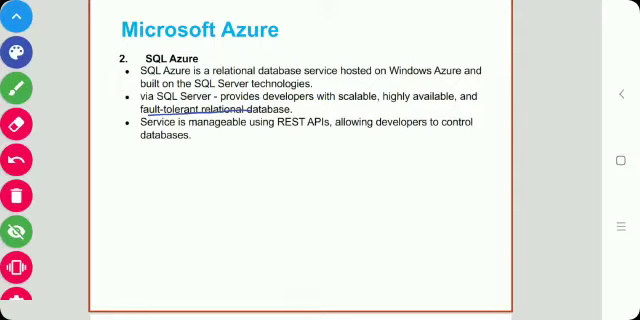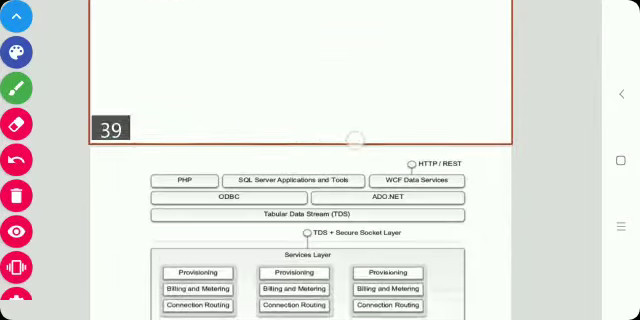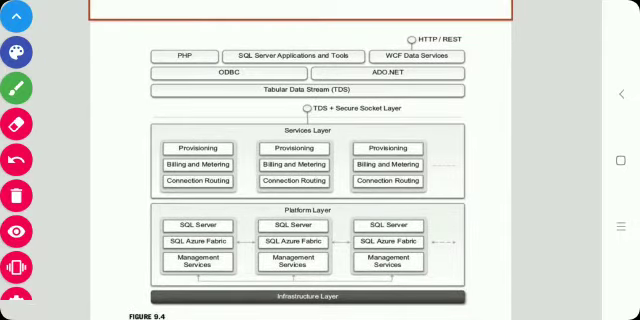SQL Azure is accessible from either the Windows Azure cloud or any other location that has access to the Azure cloud. So it is fully compatible with the interfaces provided by SQL Server. This is the figure which shows the architecture of SQL Azure. It consists of a service layer and a platform layer. Basically, it is based on the tabular data stream, that is the TDS protocol, which is the communication protocol underlying all the different interfaces used by the application.